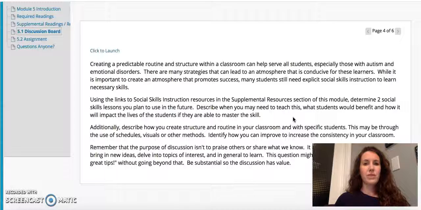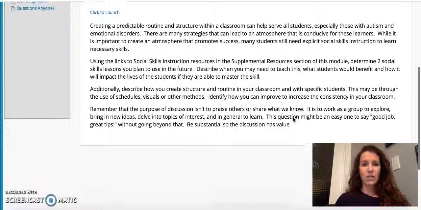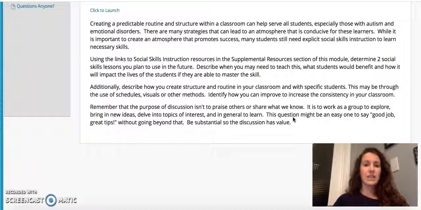So the discussion board looks at a variety of things. It looks at creating structure and routine within a classroom, and this looks different from year to year, classroom to classroom, as teachers find what works best for them and for their students. I would like you to share what you have done to create that structure, and then also you will look at 2 social skill lessons that you plan on teaching in the future.